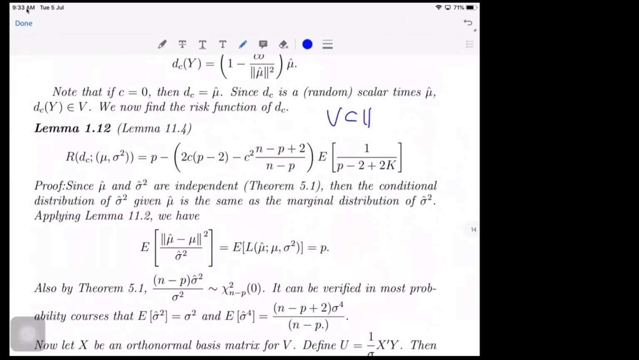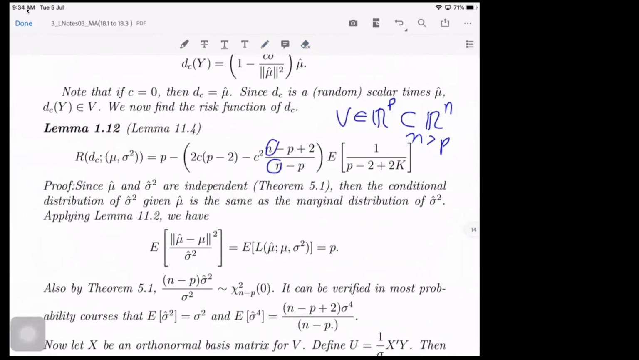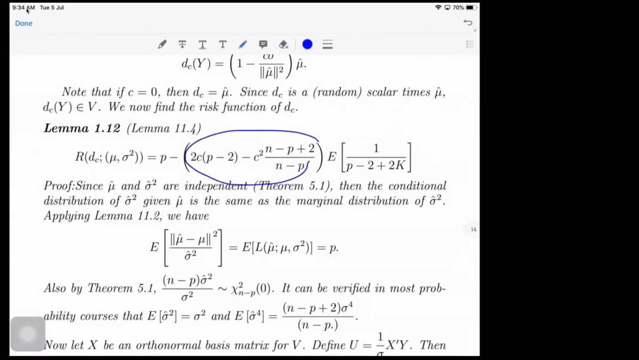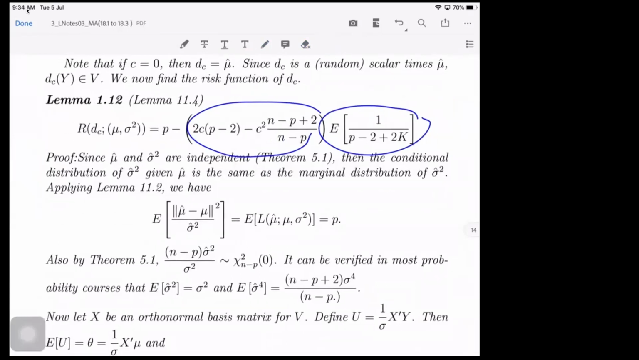And in here, V, which is an element of RP, is always a subset of N. So that means N is always greater than P. Are you with me? Yes, ma'am. We have no condition that makes it negative. Okay? So in the proof, we have to really verify that these two terms here are positive terms for it to be less than P.